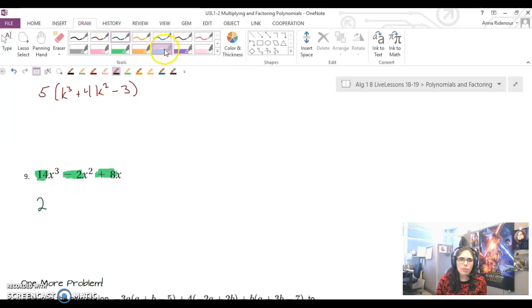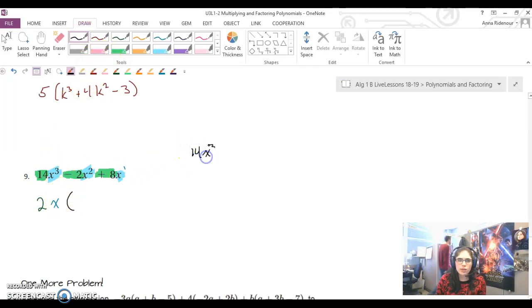And then when I look at my variable terms, I have an x to the third, I have an x squared, and I have an x. So my smallest exponent is this x to the first power at the end. X or x to the first power, they mean the same thing. So I can factor 1x out of each of those terms because they all have at least 1x. So now I'm going to divide each of those terms by 2x.